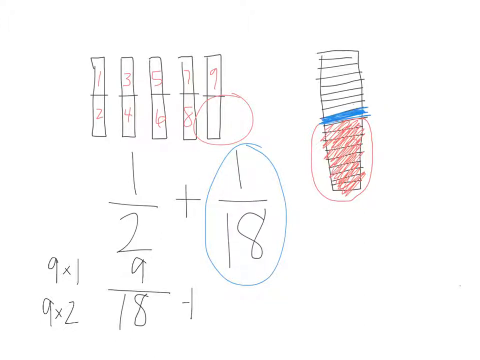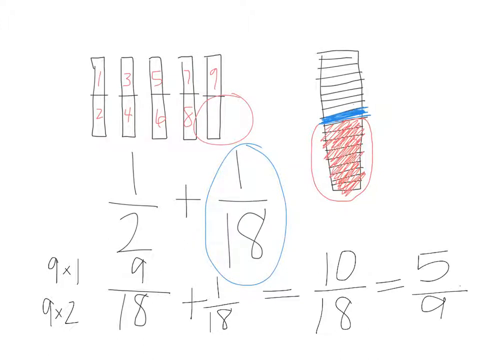And that's plus 1/18, and this side already has the common denominator in it. So 9/18 plus 1/18 equals 10/18. And I know that that can simplify to equal 5/9. And that is my final answer.